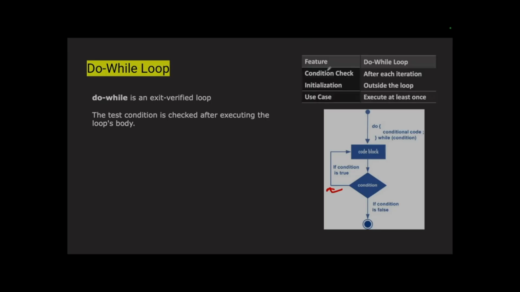So the previous table also clearly mentioned that after each iteration, the condition is checked, right? The condition is checked after each iteration. So the use case is to execute at least once. Once the code is executed, whether the condition is satisfied or not, the block statement should execute once. So one iteration will be the default.